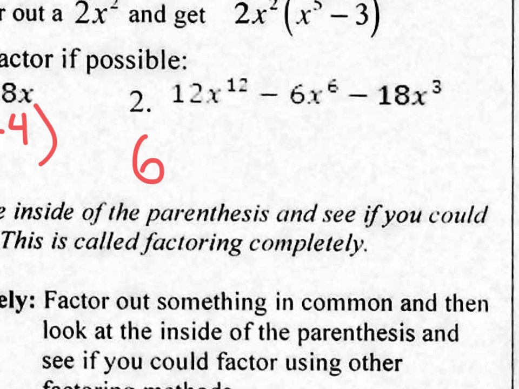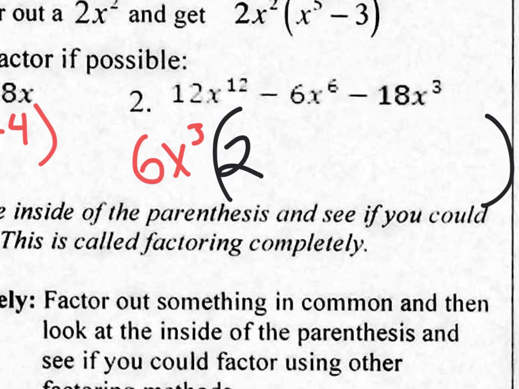So let's pull out x to the 3rd. So your GCF is 6x to the 3rd. So what would be left over on the inside of the parentheses if you did pull out this GCF of 6x to the 3rd? Well, think about it. 6x to the 3rd times what value will give us this first term? Well, with regards to the 6 becoming a 12, that's definitely going to be a 2.